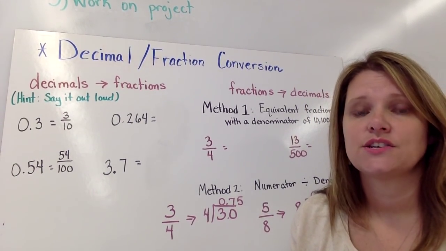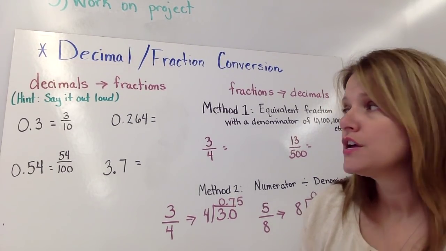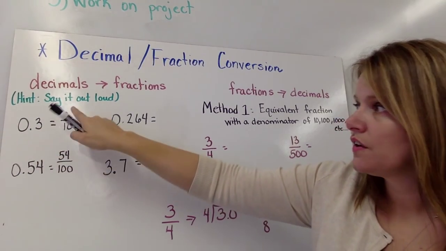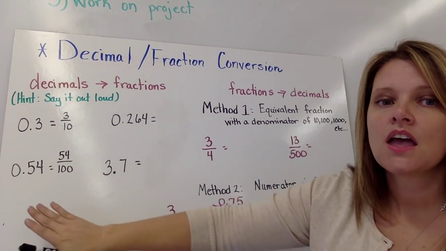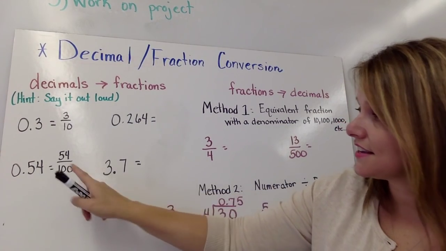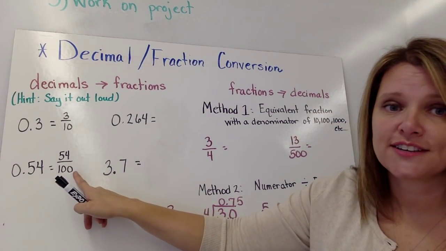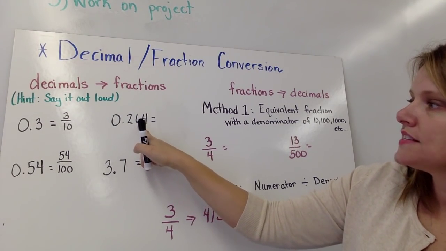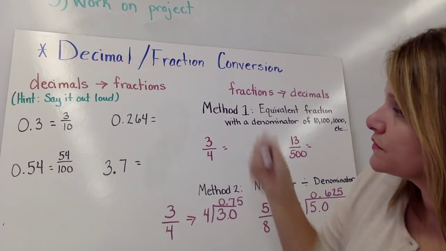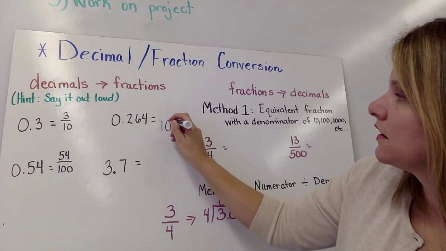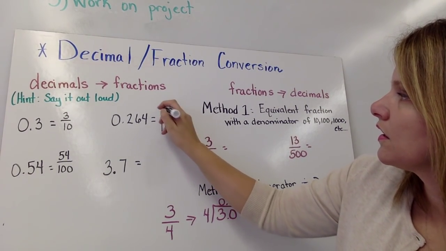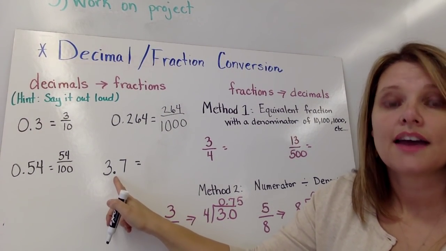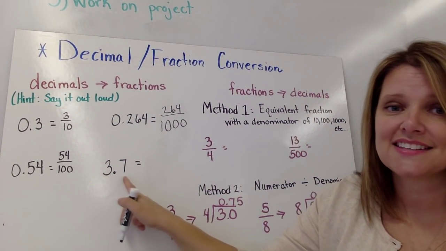And the easiest thing to do is say it out loud or say it to yourself in your head. So let's look at this one. 3/10. We can easily write that as a fraction, 3/10. 54 hundredths. Easily 54 over 100. Okay, and then this one here, let's see what this one's going to be. 264 thousandths. So this one's going to be over 1,000. And now this one here has a whole number, so we have 3 and 7/10.